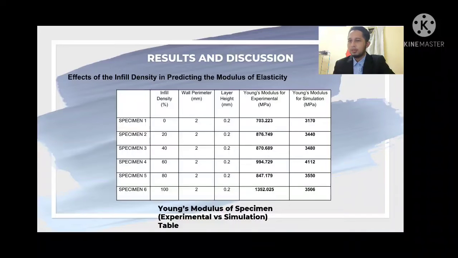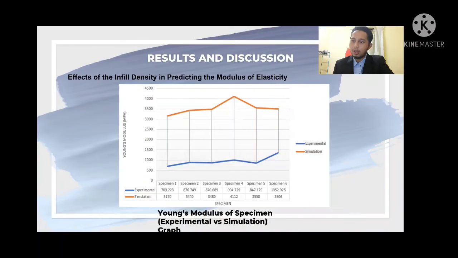The figure shows Young's modulus for experimental and simulation for infill density tests. Between these two tests, the experimental test is the more accurate and showed results that are closer to the theory or hypothesis, which is the higher the infill density, the higher the Young's modulus, although it is not a 100% match. For experimental, from 0 to 20% infill density, there is an increase in Young's modulus.